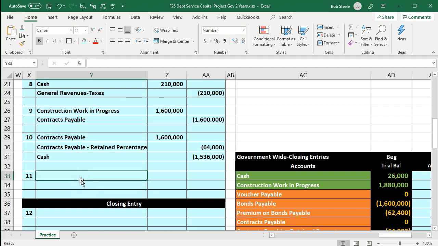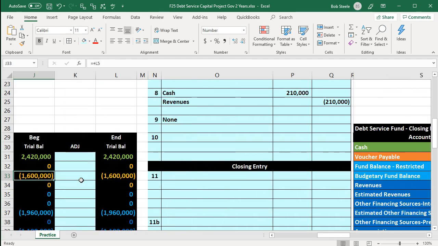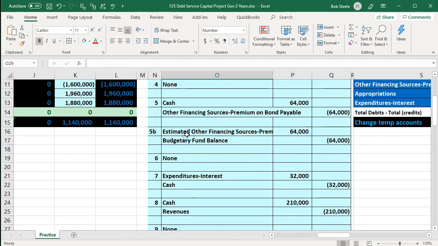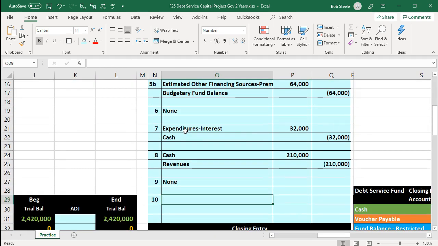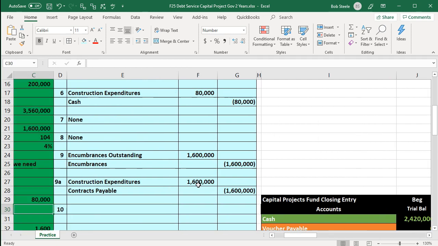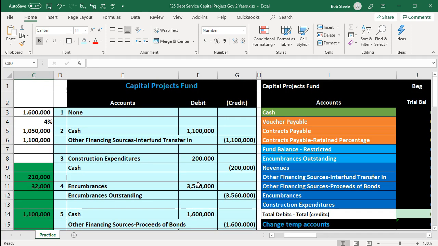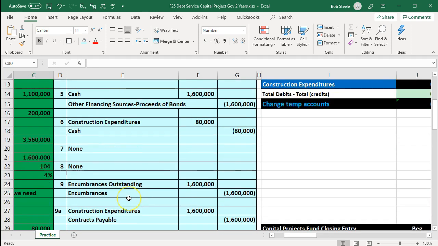Well, nothing. There's no debt service fund activity here, so we're not going to do anything there. The capital projects fund is going to be looking much the same. We're going to be paying off the contractor. Cash is going to go down, and we're going to record the retained amount. So let's do that. We can go here to O and say that this is going to be the debt service fund. In number 10, we're going to say none. Nothing's happening there. Nothing to see here.